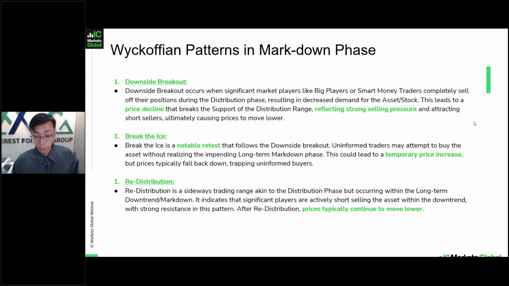All right, and also for redistribution is a sideways trading range akin to the distribution phase, but occurring within the long-term downtrend or markdown. But it indicates that significant players are actively short selling the asset within the downtrend. Okay, and so after redistribution, prices typically continue to move lower until it reaches a strong support level.